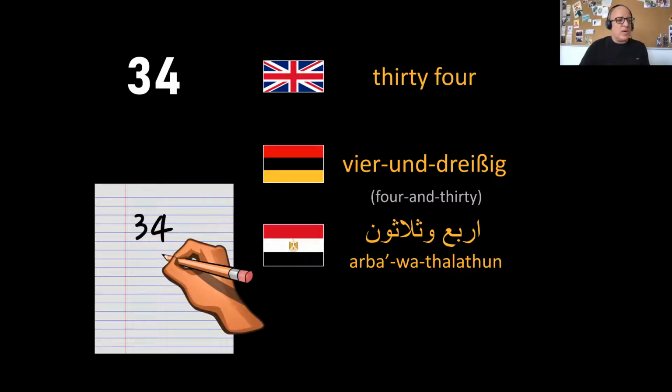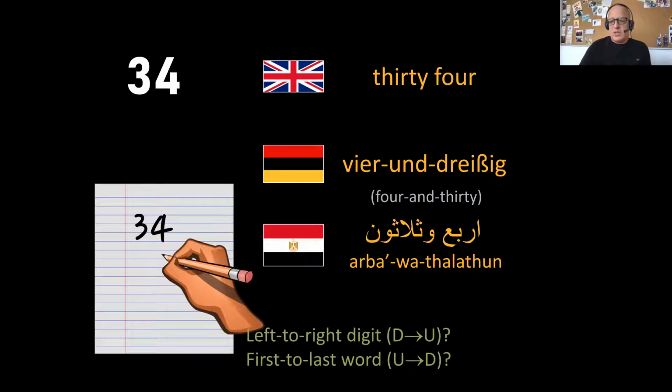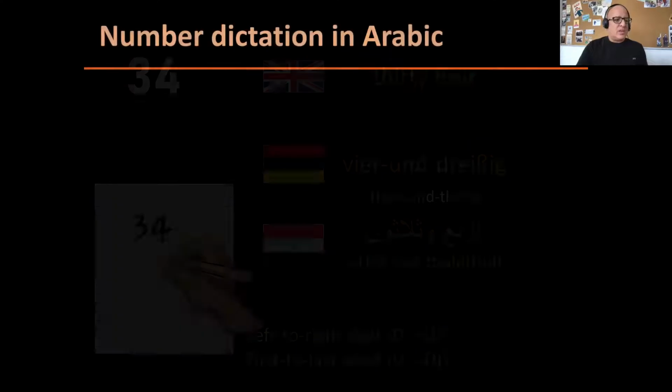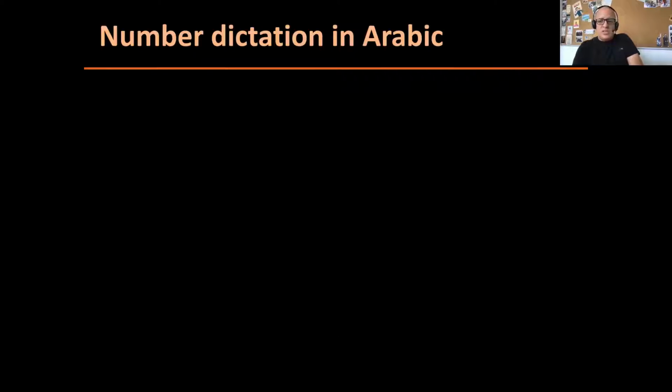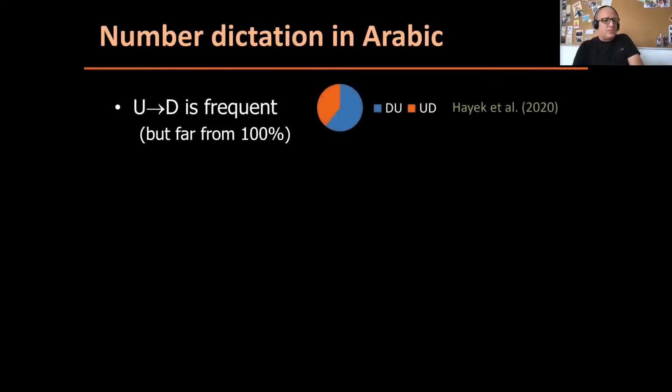So when people write numbers to dictation, would they write the number also as they heard it, starting with the first word that they heard, first to last word, or will they write from left to right as we write in English? And there are actually a few studies that examined this question. And the answer is, of course, that there is no single fixed answer. Writing first the unit and then the decade is quite frequent, but definitely doesn't happen 100% of the time. So in this study, it happened almost 50% of the times.